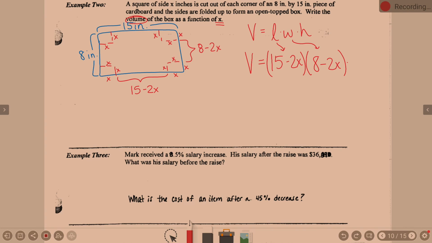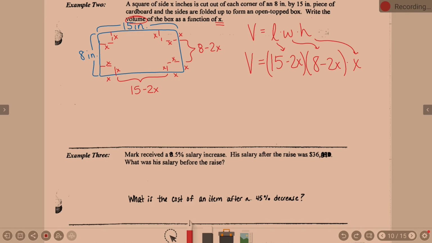The height comes from where? These little flaps I'm folding up, yes? And how tall are those flaps I'm going to fold up? They are x, yes? So that makes my height x. Simple. Now, we have options.